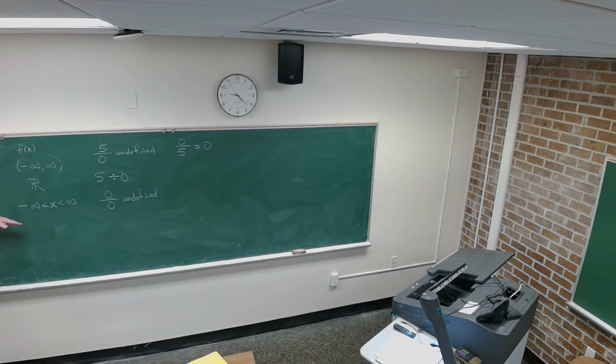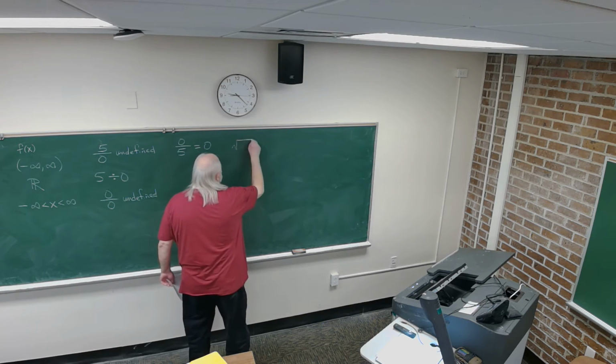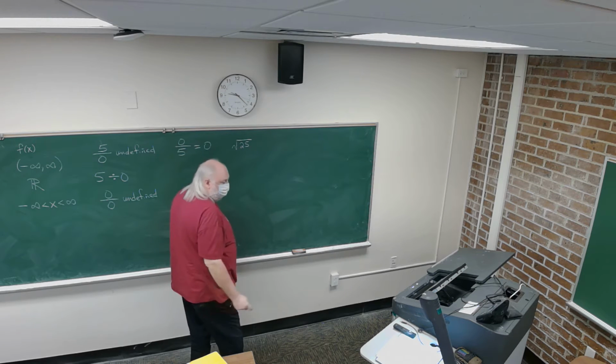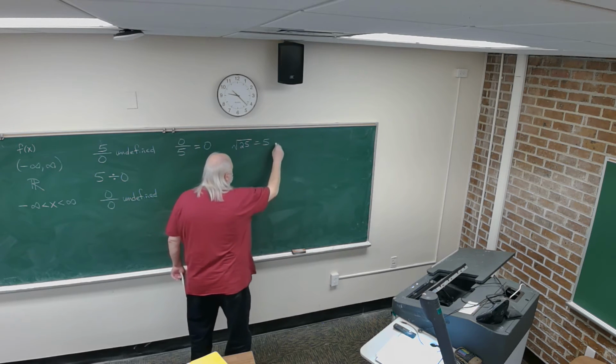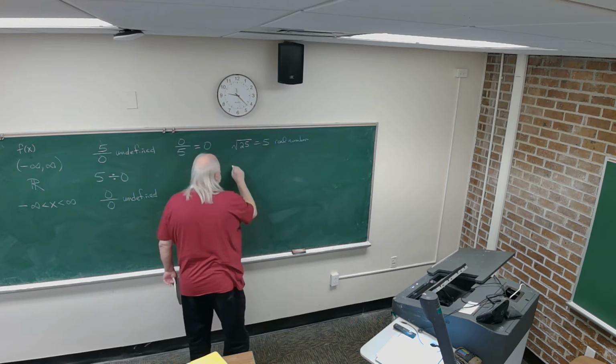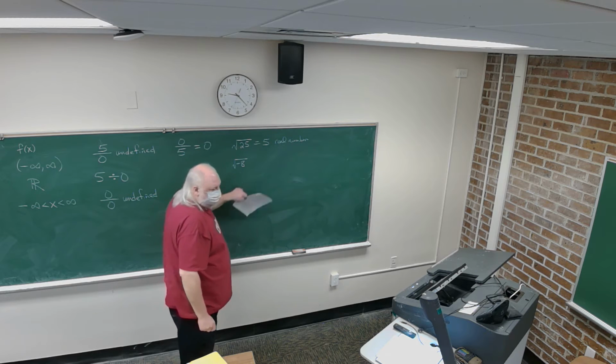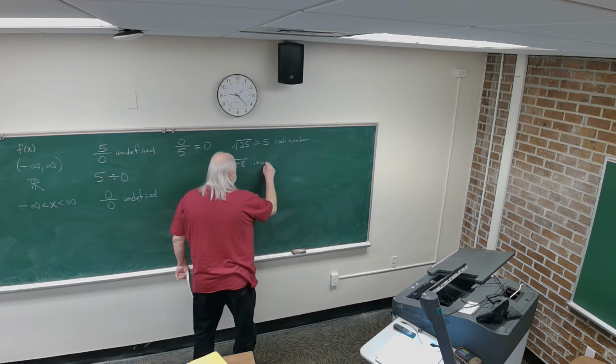So in finding the domain of a function, we have to concern ourselves with values of x that make the denominator in the function equal to 0. And those values of x are not in the domain. The square root of a negative number is not a real number. So the square root of 25, that's a positive number, that's equal to 5. You know that's a real number. But the square root of minus 8, that's not a real number. That's an imaginary number.